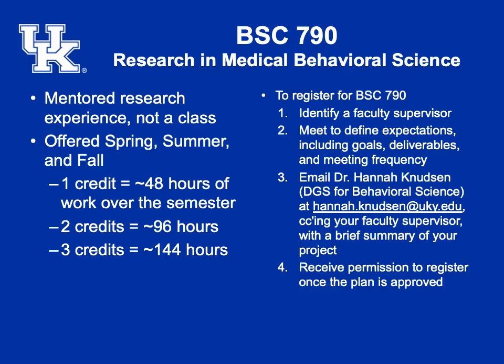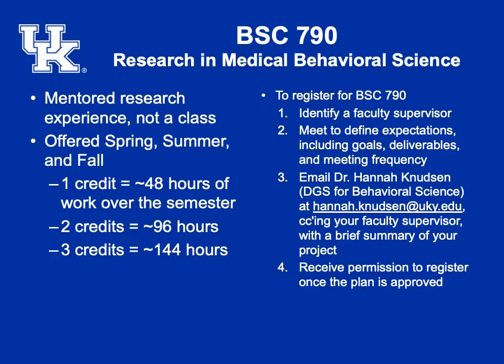However, it's an independent study course, which means when you register for 1 credit hour of BSc 790, you should expect to spend about 48 hours of work on your research over the course of the semester. We estimate for 2 credits of BSc 790, that's about 96 hours, and 3 credits of BSc 790 would translate to about 144 hours across the semester. So if you need to register for BSc 790 and for the certificate, you would need at least 1 credit hour of this course. There really are 4 steps.